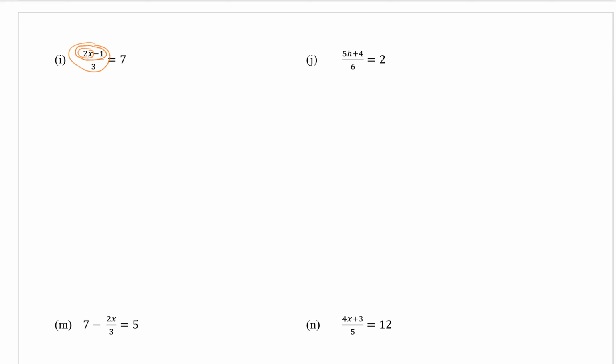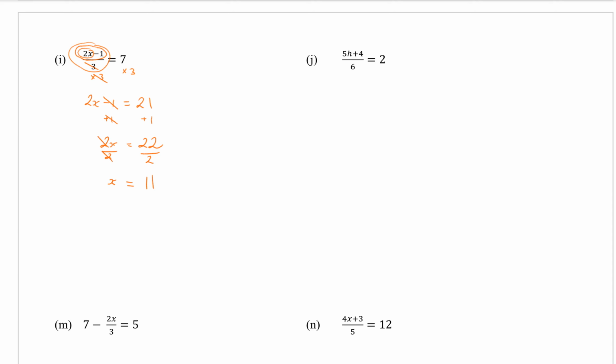So opposite, we do the opposite. Outside layer, we got to get rid of the 3, so I times by 3. Cancel those off. That gives me 2x take away 1 equals 7 times 3 is 21. So remember that the 1 was the next layer that I have to deal with. The opposite is going to be to plus 1. So that gives me 2x equals 21 plus 1 is 22. And then the last layer, the third step, I want to divide by 2 to get rid of that 2, cross it off. X equals 22 divided by 2, which is 11.